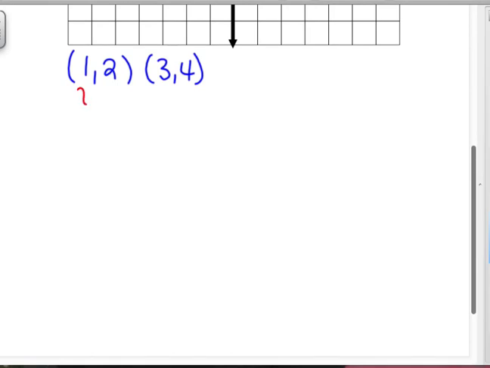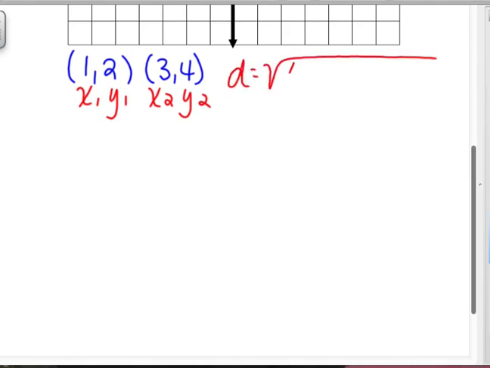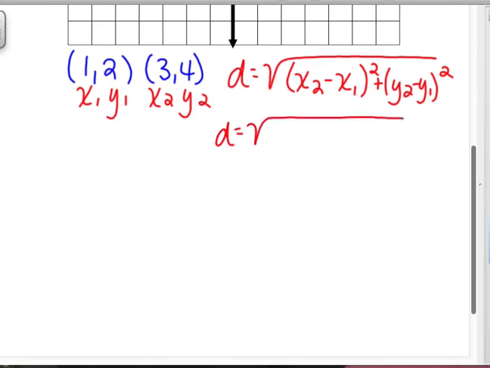Label them. x1, y1, x2, y2. Ready? I about ran out of room. It's a long formula. Now, we're going to plug our numbers in. x2 is 4 minus x1, which is 1.